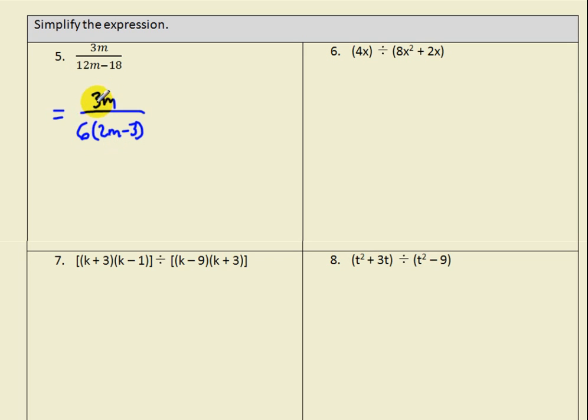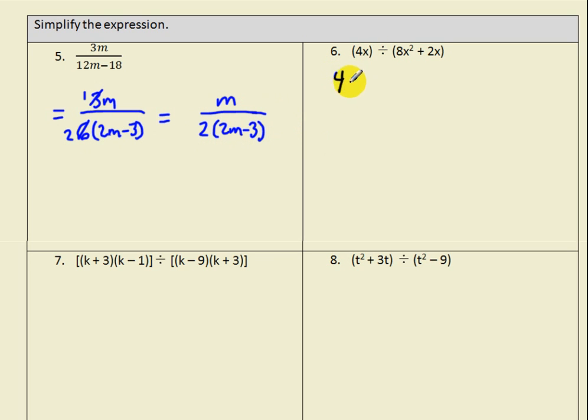And then we look and we see, well, 3 goes into 6. So 3 goes into 3 once, 3 goes into 6 twice. So we end up with 1m, or simply m, over 2 parentheses 2m minus 3. And that would be our answer right there.